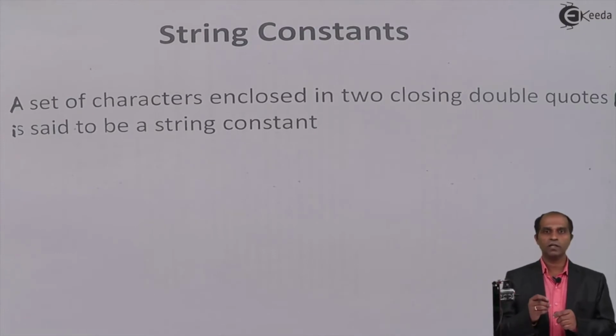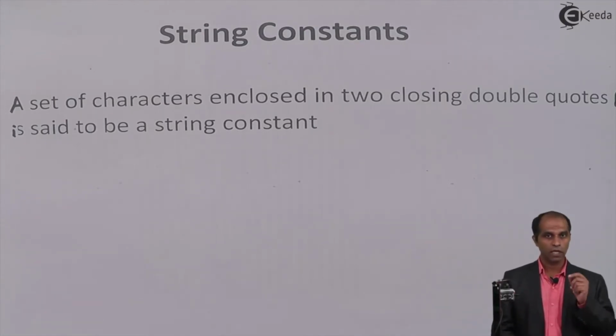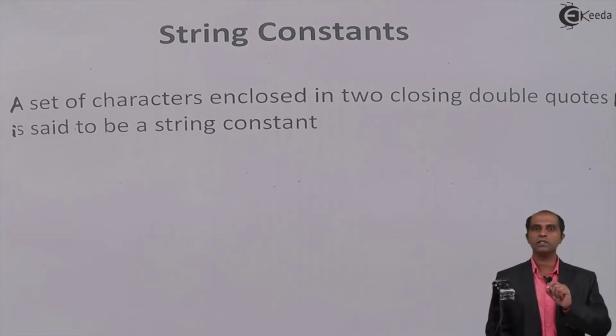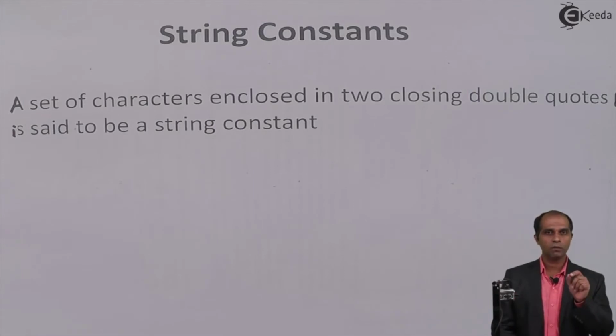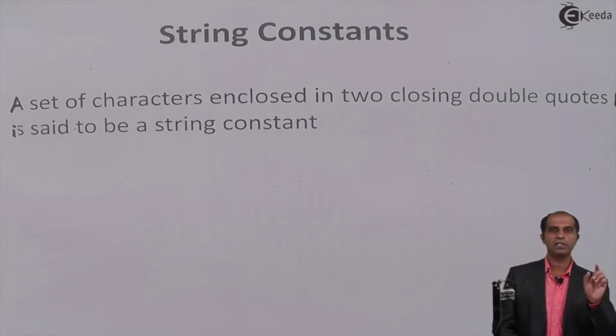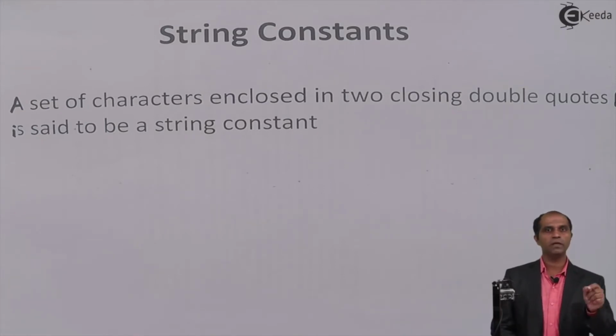Sometimes the input might not be a single character. For example, if I ask your name, recollect, your name is not a single character. If I ask your college name, it's not a single character. If I ask your building name, it's not a single character. Probably the wing might be a single character, or the type of building might be a single character. But the contents which I described earlier, they all are a set of characters. A set of characters can be called a string constant.